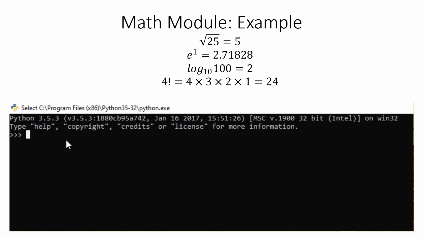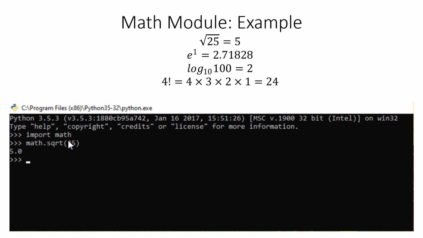Let's take a look at our Python screen. You need to import the math module by typing import math, enter. Alright, let's try some simple calculations. To find the square root of 25, we shall type math dot sqrt, open bracket, 25, close bracket, enter. And the answer is 5.